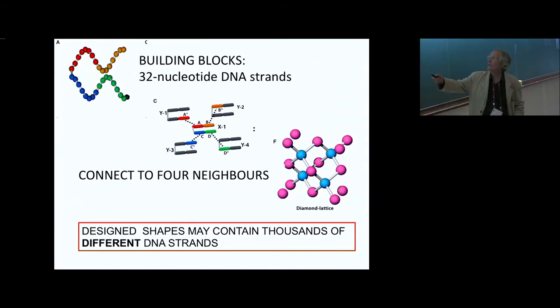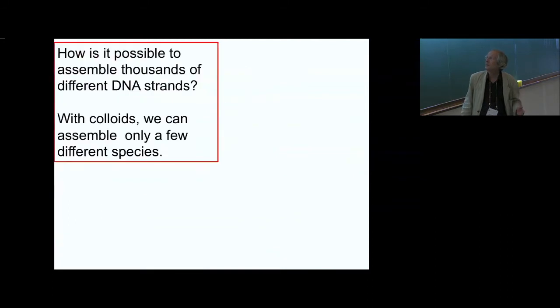And then because you have four neighbors, you get a structure that looks a bit like a diamond lattice. But of course, the difference is that in diamond, every lattice site is a carbon atom. Here, every lattice site is a different DNA brick. So that's quite amazing, because now suddenly my jigsaw puzzle has been solved in 3D with more than 1,000 pieces by self-assembly. That's why I was very, very impressed.